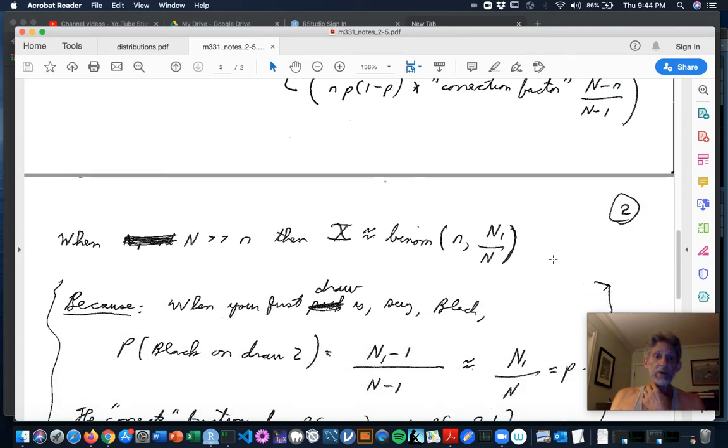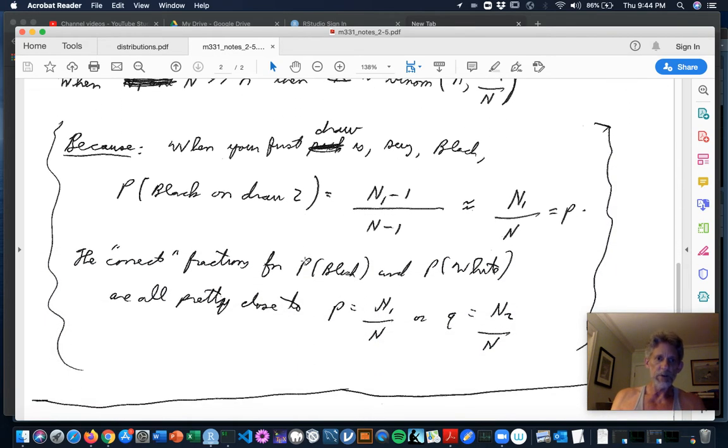As a matter of fact, hypergeometric random variables really look and behave a lot like binomial random variables, as long as the population size, the number of things in the urn, is a lot bigger than the sample size that you're pulling out of the urn.